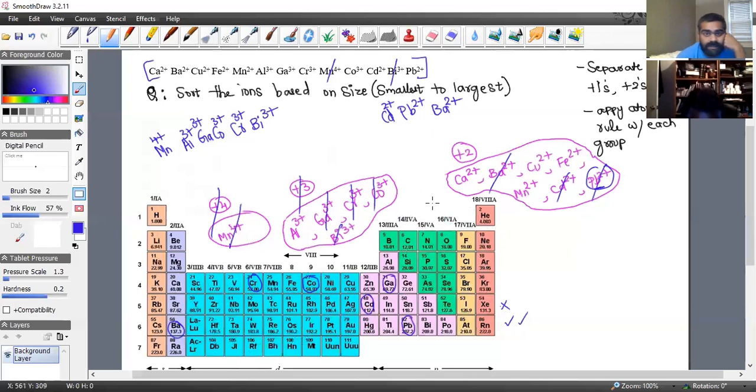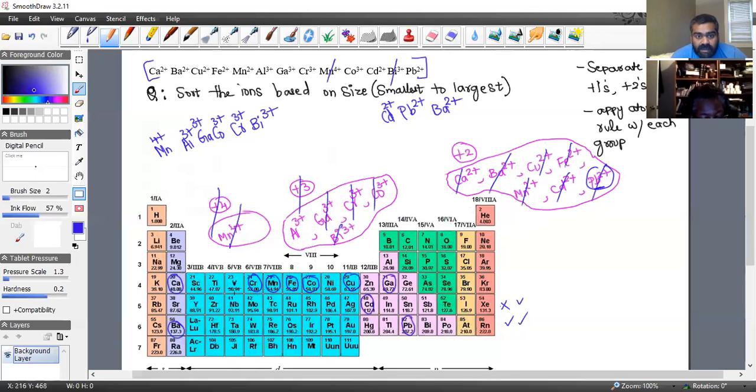All right, 3 done, 3 more to go. Moving on to row 4. Are there any elements here that are in row 4? You bet there is. There's copper. I think they're all in row 4. Yeah, calcium, copper, iron, manganese. They're all in the same row, right?